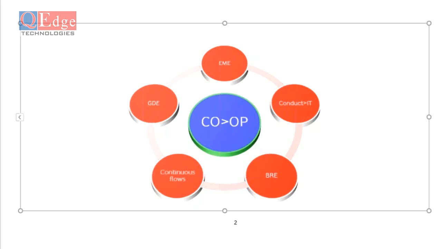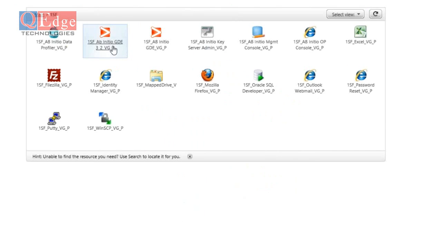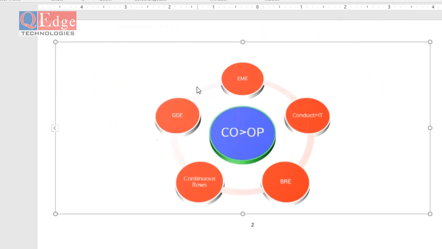Okay. So I will tell you, my GD is not working today because of my Citrix server. I have the latest version of this Ab Initio, it's version 3.2, and somehow my Citrix Receiver got corrupted, so that's the reason I'm not able to access the Citrix server right now.